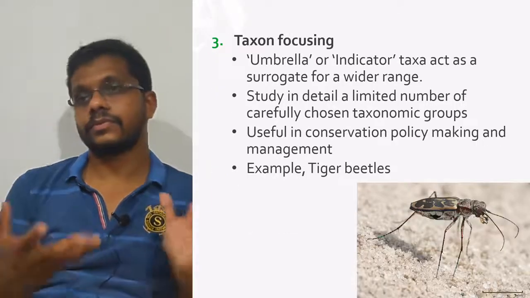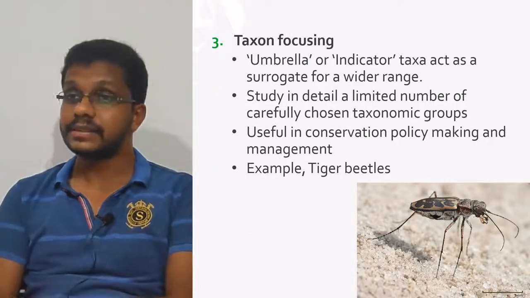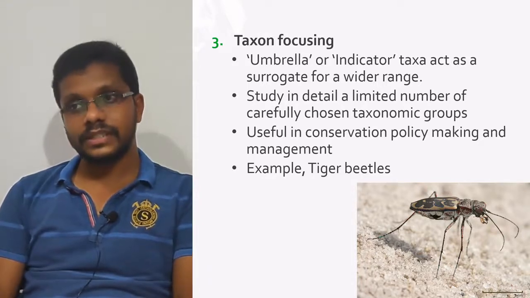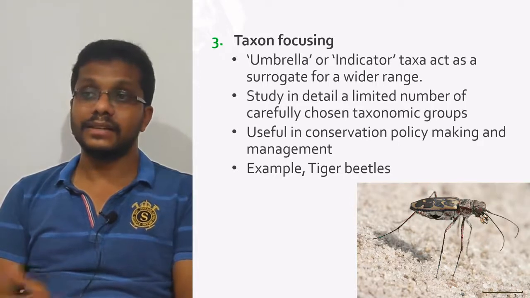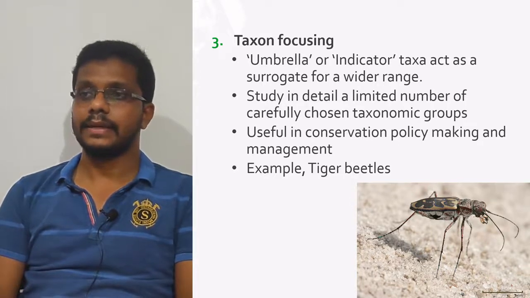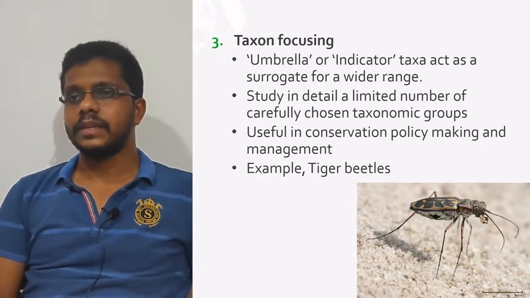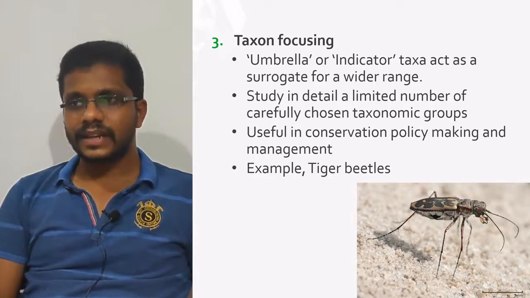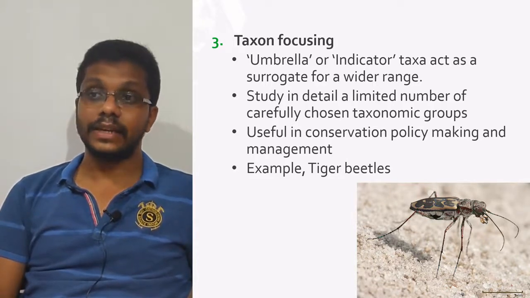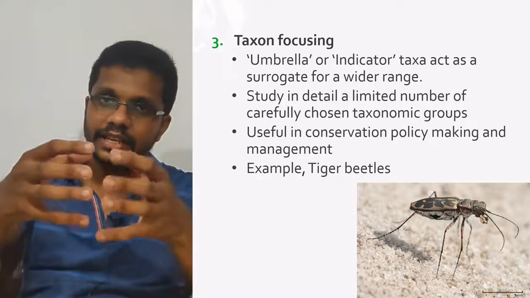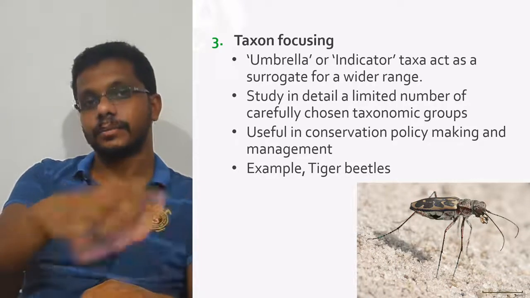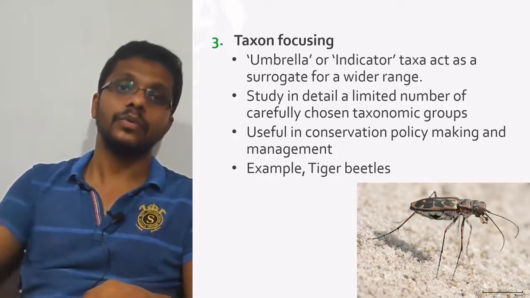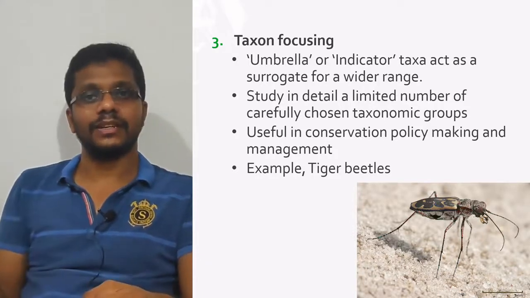But we have some more reliable methods like taxon focusing. In this method, we find some umbrella taxa or indicator taxa. These are just like indicator organisms. This organism will act as a surrogate for a wide range. If you study the diversity of this particular organism, you can actually measure the species richness of a wide variety of species. It is so related.